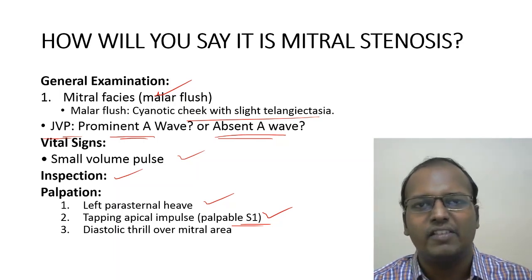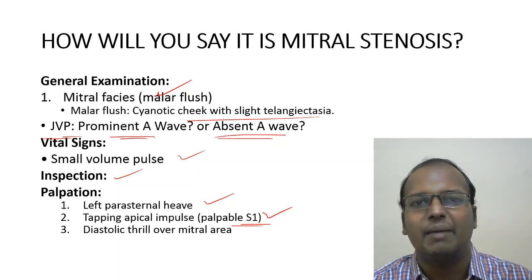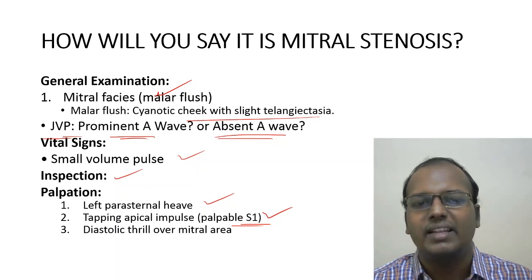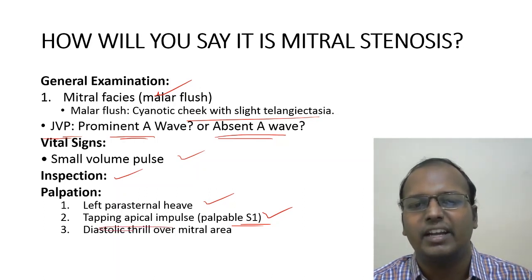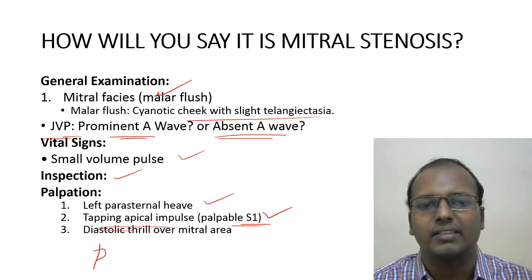Heaving apical impulse, a lot of causes are there. Hyperdynamic apical impulse, a lot of causes are there. But a tapping apical impulse or tapping apex beat classically happens in mitral stenosis. Then there can be a diastolic thrill over the mitral area, depending upon the severity. Anything else left? If there is pulmonary hypertension, what happens? There will be a palpable P2. Palpable P2.